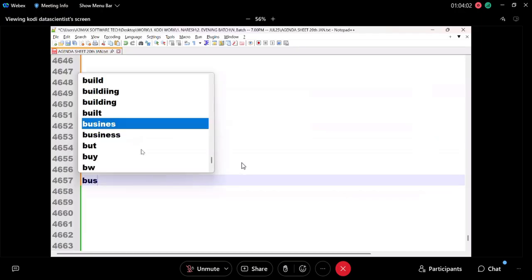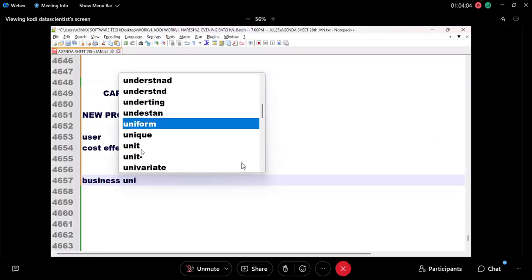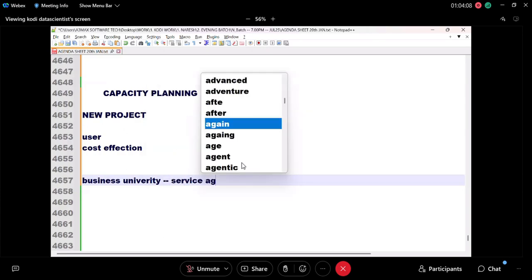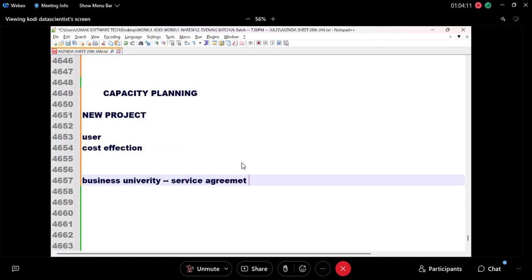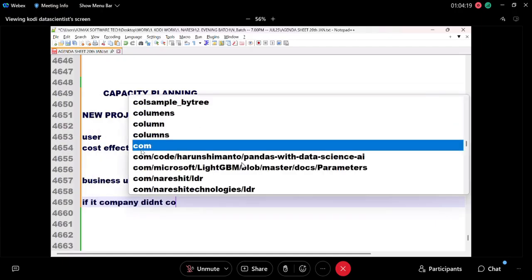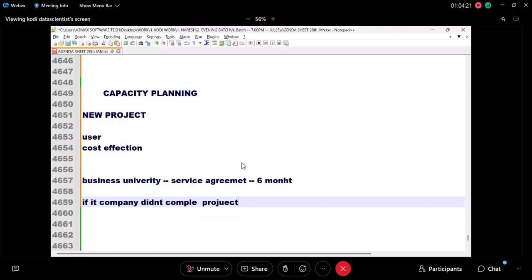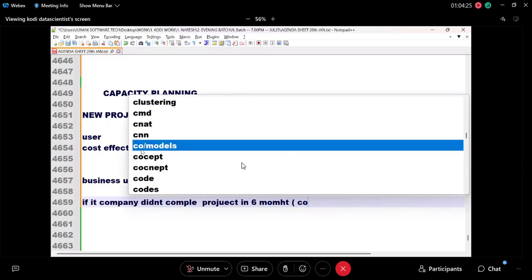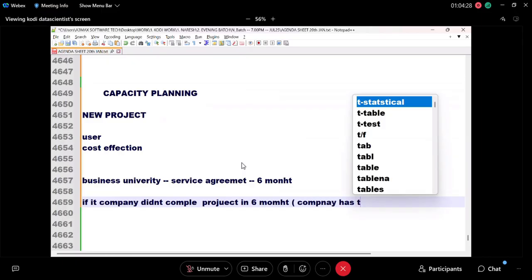The business, meaning the university, made a service agreement. Agreement means you need to complete the project within 6 months. If the IT company does not complete the project in 6 months, every day the company has to pay a penalty.